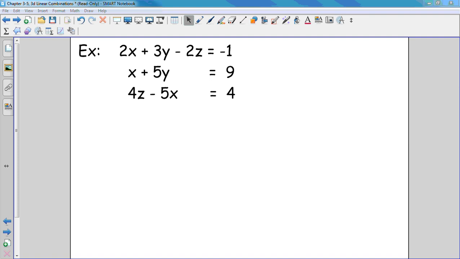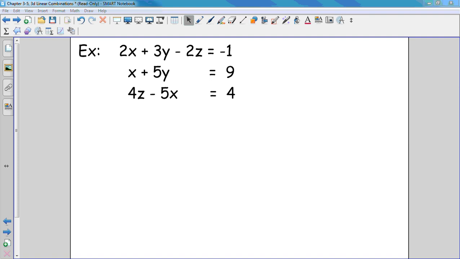Just go down. Last one. World. All right, now I look at this and I think, okay, wait a minute, we have a problem. What's my problem? There's no z. It's out of order. You see that last equation? So you have to rewrite it and put it in order or else you will have problems.